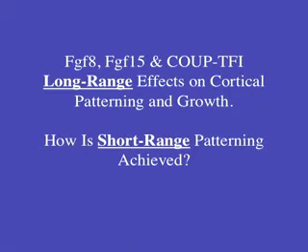So FGF-8 and FGF-15 and COUP have very extensive and long-range effects on cortical patterning and growth. So almost the whole cortex is changed, which is very interesting and very important. But we know that there are many subdivisions within the cortex. How do you begin to build up smaller pattern within the cerebral cortex?